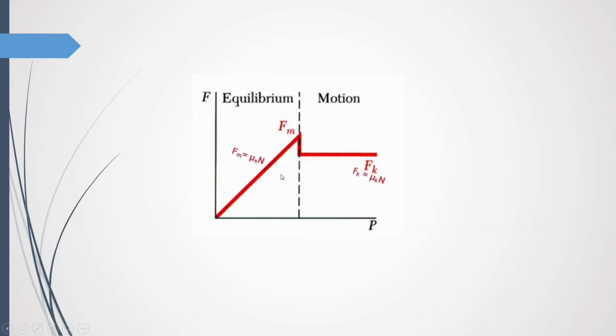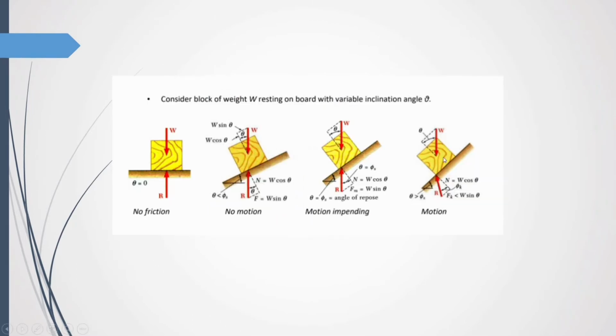Let's look at the graph. The x-axis is P, which is the applied force, and the y-axis is F, which represents the frictional force. As P increases, the static friction force F increases as well, until it reaches a maximum value, Fm. For a further increase in P, the block begins to move, and F drops to a smaller kinetic frictional force. As you can see, there are 4 blocks here.